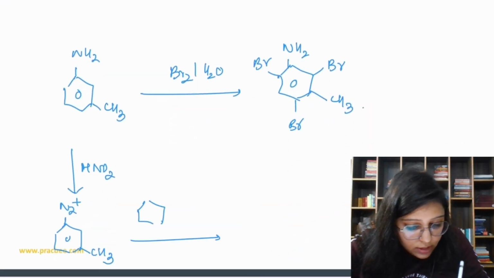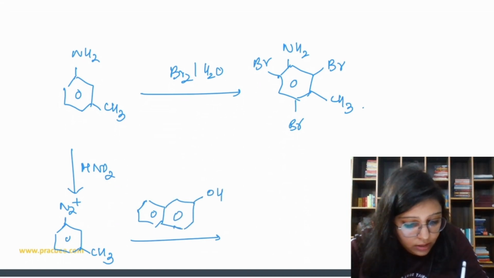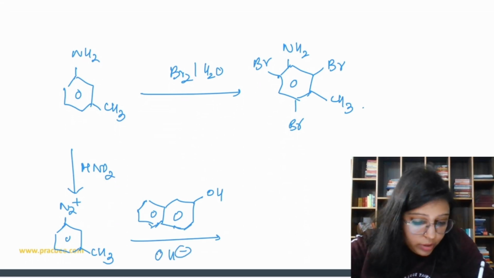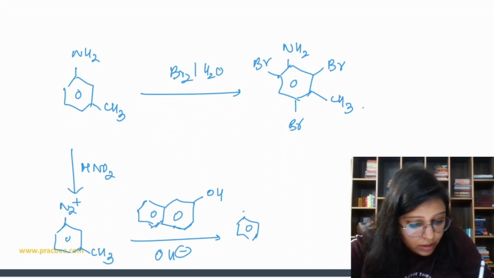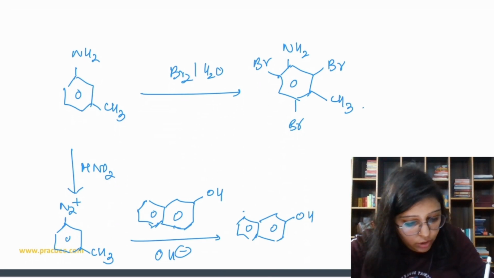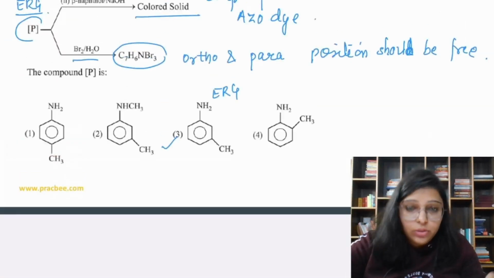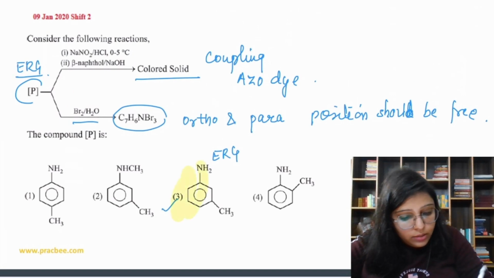Beta naphthol is 2-hydroxynaphthalene, in the presence of OH minus. So we are going to do coupling, and coupling happens at the ortho position. Why? Because the para position is not free over here. So we write N double bond N, and here we have the phenyl ring, and at the meta position we have CH3. Clear? So the answer is going to be option number 3.